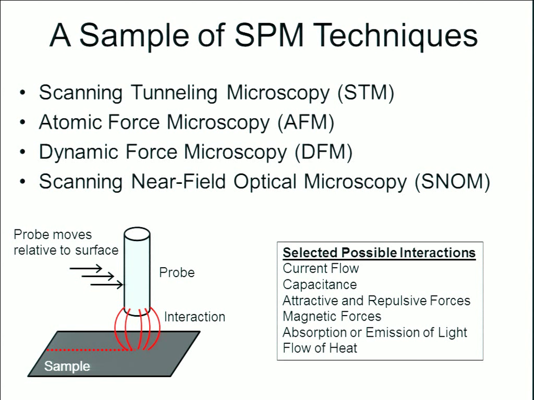But all of them have one thing in common, that is that there will always be a probe moving relative to the sample surface, and then we will measure the interaction between the two. We could be measuring different things. It could be current, capacitance, forces, even absorption or heat flow, but there will always be that probe moving relative to the sample and some measurement of the interaction between the two.